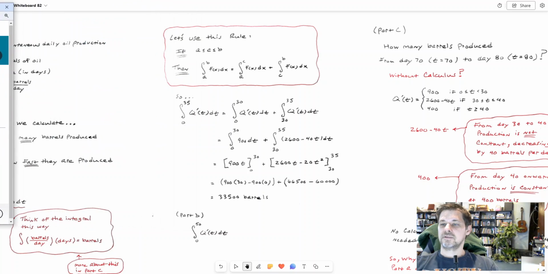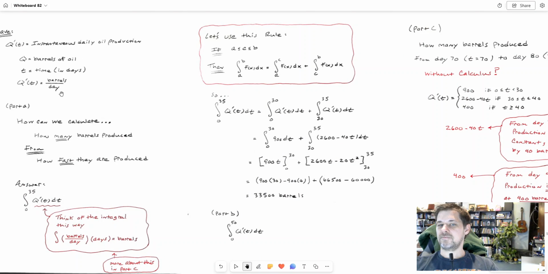All right, so the formulas respectively are 900 from 0 to 30, and 2600 minus 40t from 30 to 35. I used the fundamental theorem of calculus, found the antiderivative of each of these, evaluated, and I'll get 33,500 barrels. So yeah, I have this function telling me how fast the production is in barrels per day, and then I can tell you how many barrels were produced. That was how I framed this original question, how fast to how many.